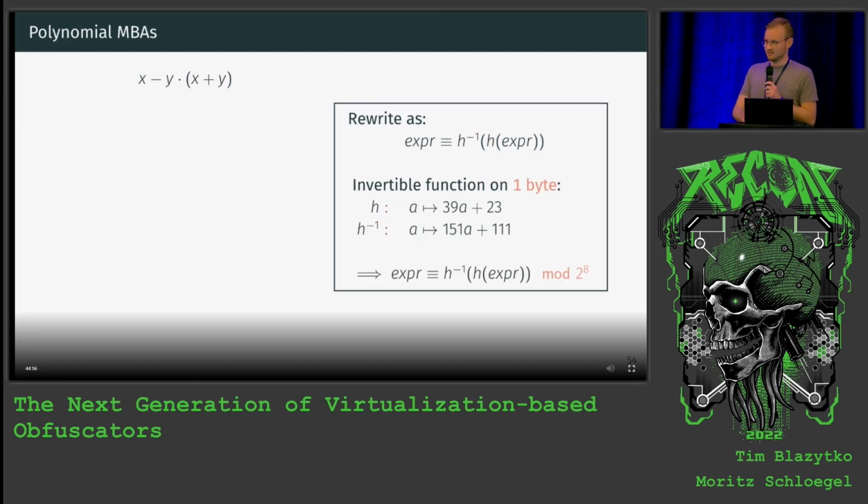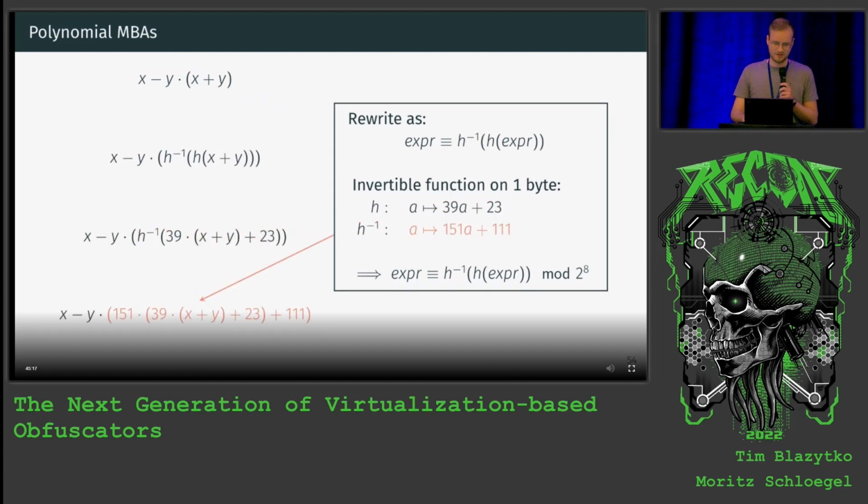It's important that this particular function is valid on 1 byte, so in 1 byte variables. Okay, so this plays out like that. We want to replace the sub-expression by the function, and its invertible. So we look that up, raise it, and do the same here, and we get that. So this is the gist of polynomial MBAs, and there's nothing stopping you from having simple polynomials. You can go to higher orders, whatever you desire.